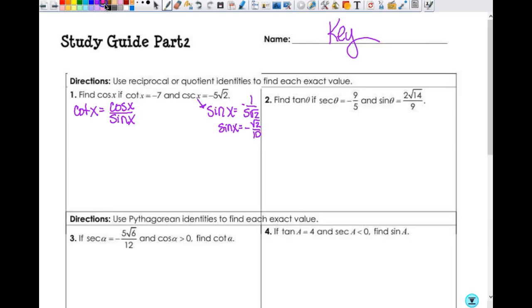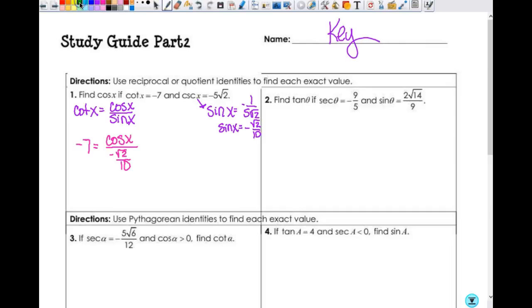Then I can substitute this in. I have the cotangent. It is negative 7. That's equal to the cosine, which I'm looking for, over the sine, which is negative square root of 2 over 10. Now listen very carefully if you're getting these things mixed up. If I wanted to simplify this one fraction, then I would take this part and multiply by the reciprocal here, because that's how you divide fractions. But I don't care to do that. That's not my goal. My goal is to get cosine by itself.